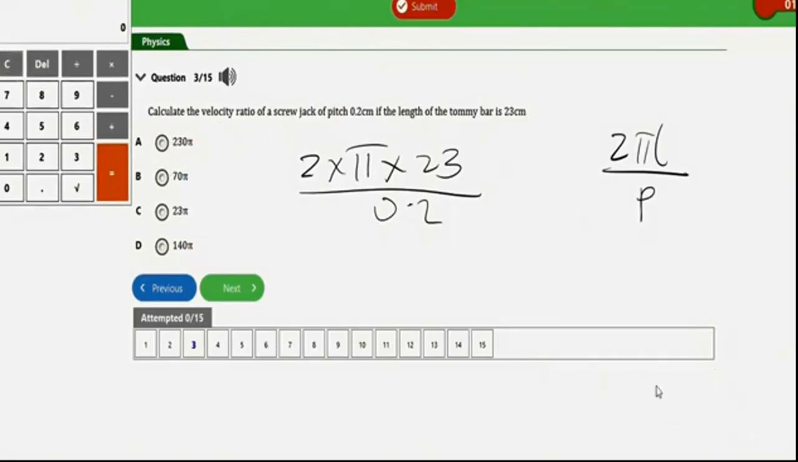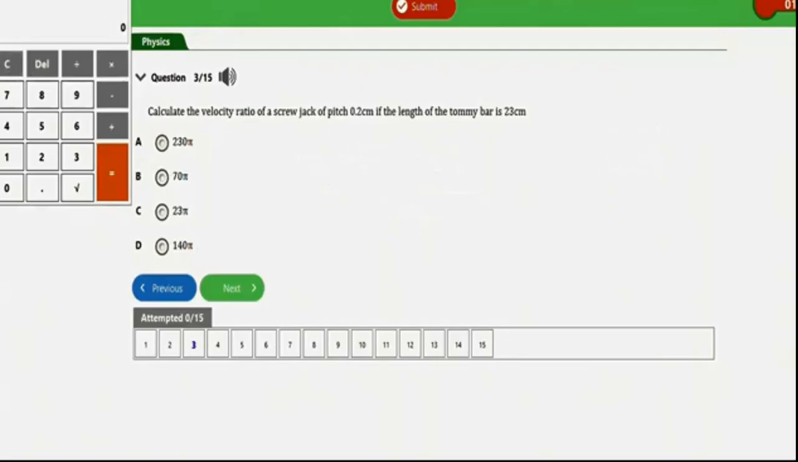Let's wipe this now and solve the next repeated question. It says, which of the following is not affected by friction in machine? The answer is obvious, it is velocity ratio. So the correct answer to this question is option A, velocity ratio. Velocity ratio is not affected by friction in machine.